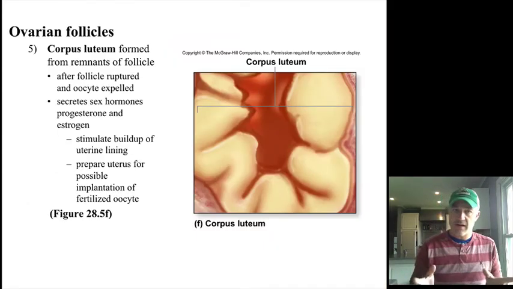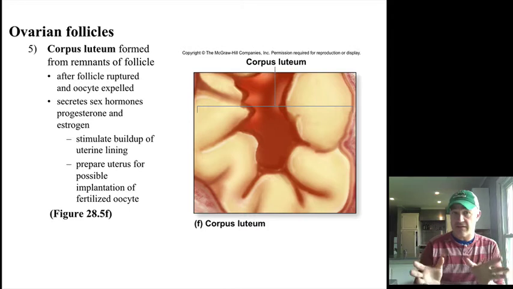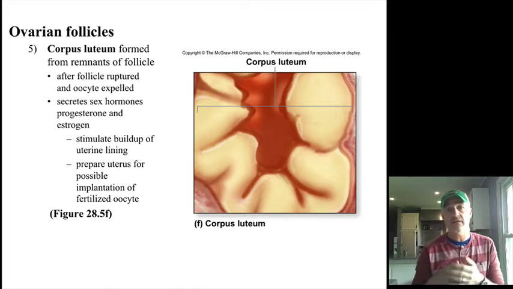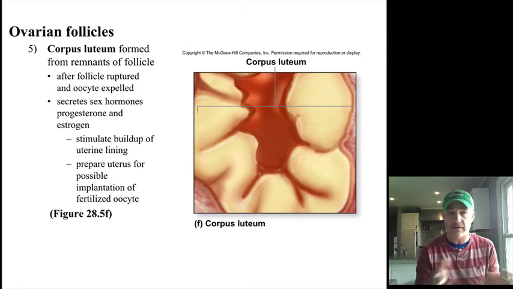What's going to happen after that is that stage, the Graafian stage, is where ovulation can take place. And we'll talk a little bit more about the signals that lead to all that and the hormonal interplay that goes on there.